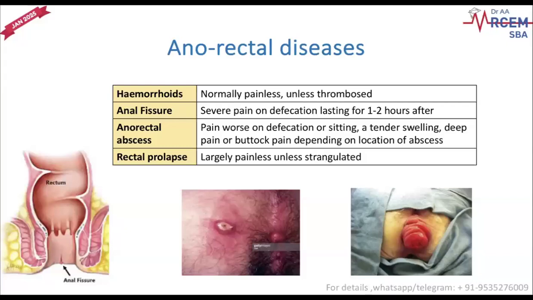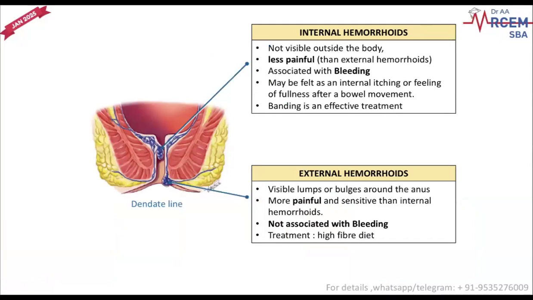Anorectal diseases. It can be a hemorrhoid. Hemorrhoids are of two different types. It can be internal hemorrhoids or external hemorrhoids. How do you differentiate them? There is an anatomical line known as the dentate line. Anything above the dentate line is known as internal hemorrhoids. Internal hemorrhoids are usually not visible. These bleed and they are painless.